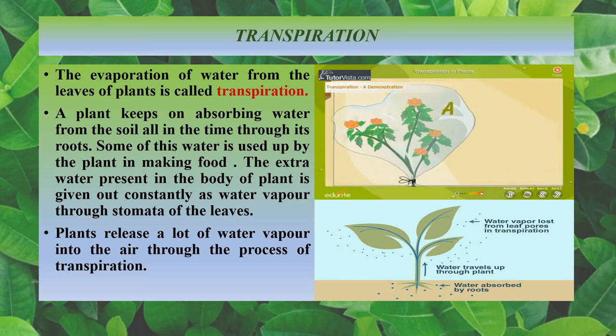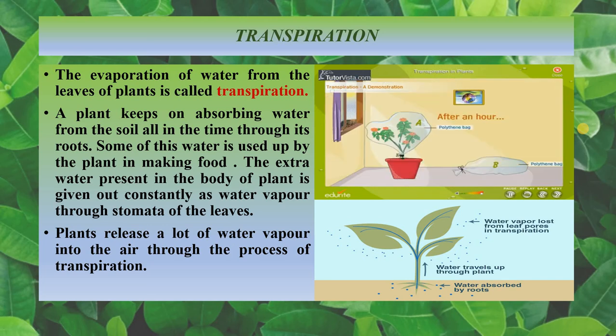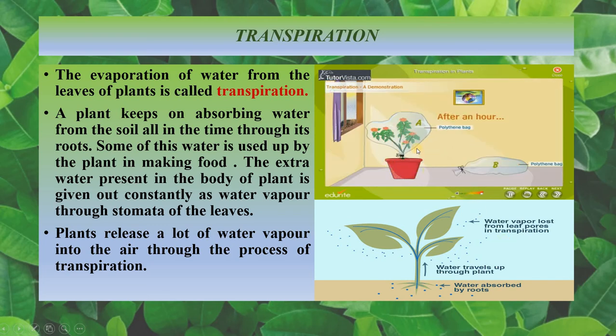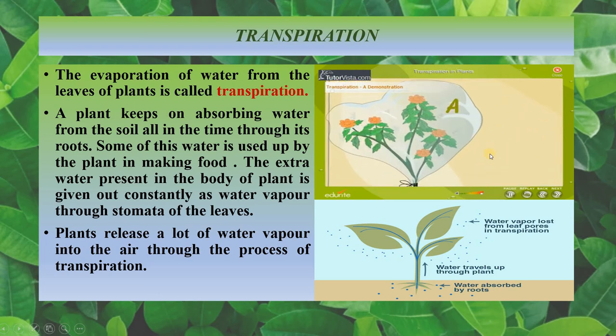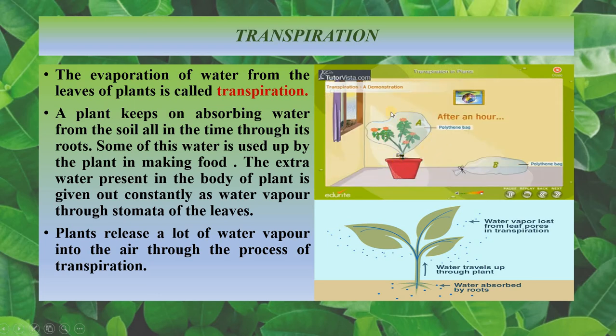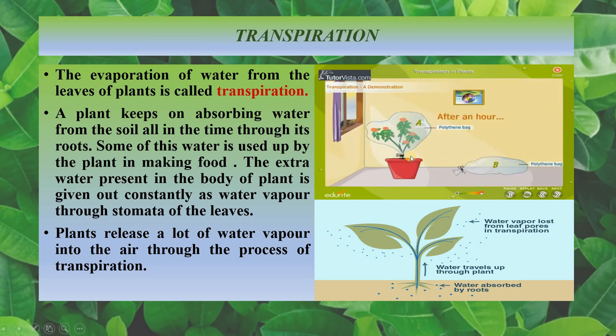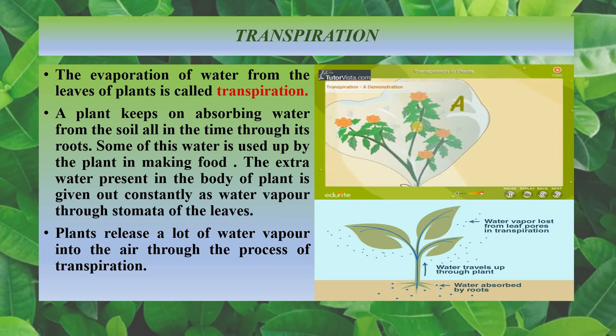All right, so plants release a lot of water vapor into the air through the process of transpiration. Like if you have any potted plant, you keep it under sunlight, and one thing you can do is take a polythene bag and cover the entire shoot. Tie it up with a thread, so that no air or particles can get inside the polythene. Keep it under sunlight for some time.